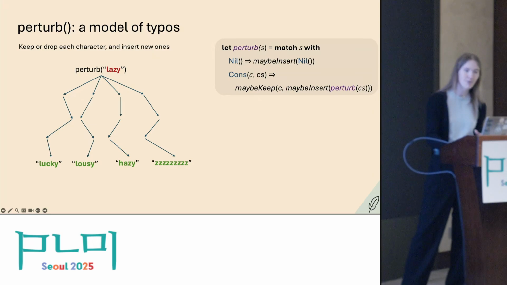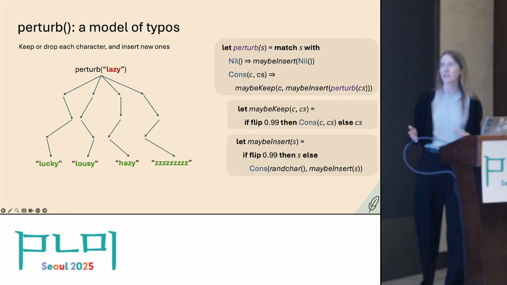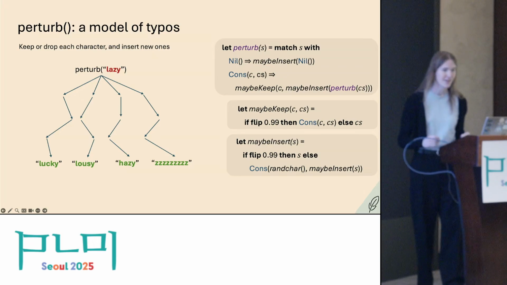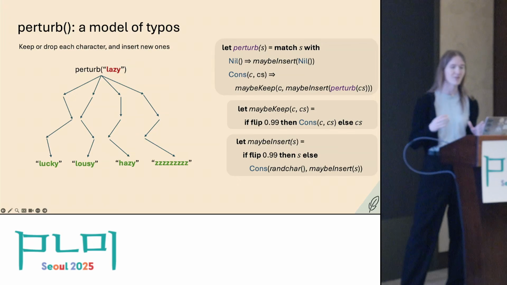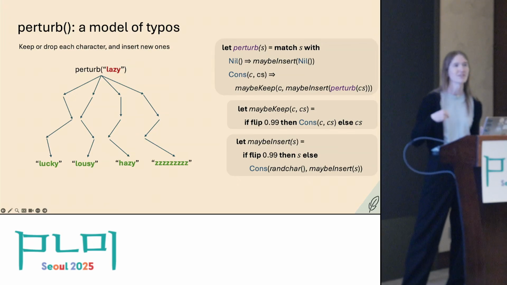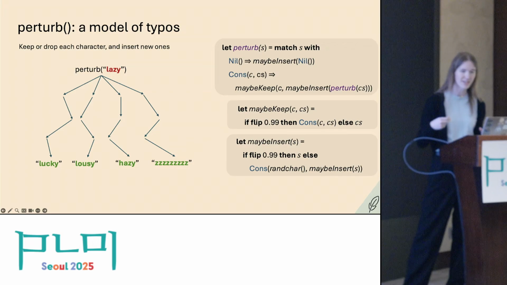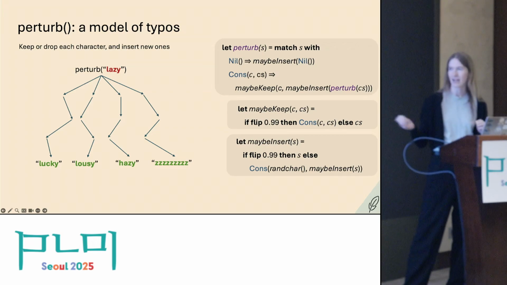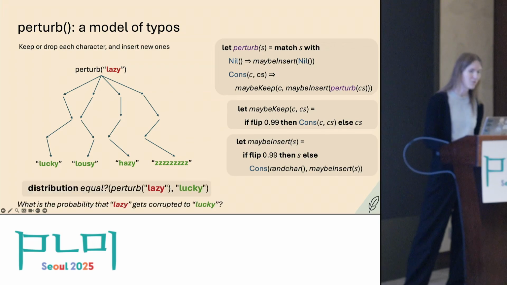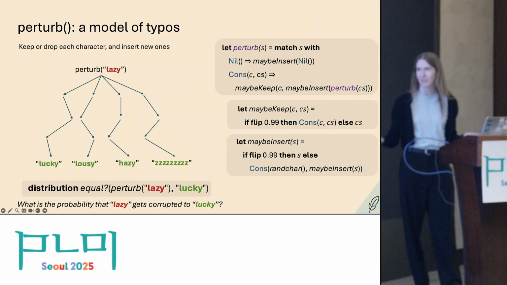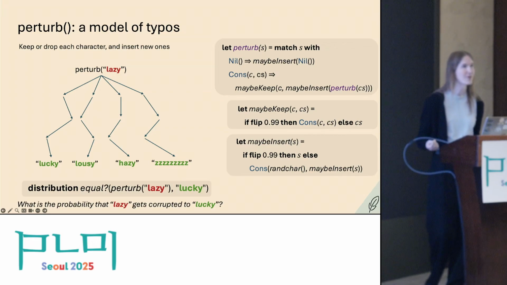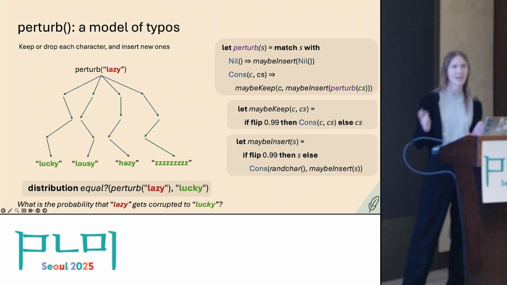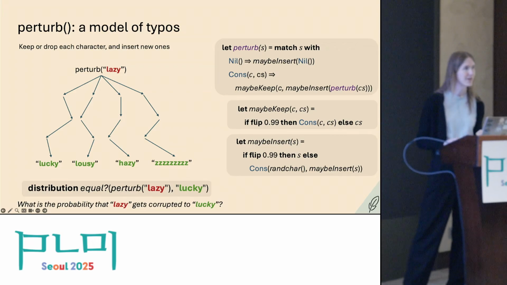Now, these helper functions, maybe keep and maybe insert, essentially do what you would expect. So maybe keep is going to stochastically decide whether or not to drop the first character, and maybe insert is going to stochastically insert a random string in front. And now, given a program like this, a natural question we might ask is, what is the probability of corrupting our string lazy to a particular output string, like lucky?